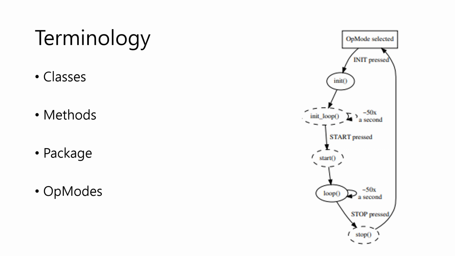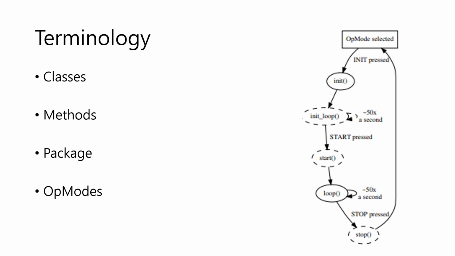When start is pressed on the DS, or the driver station, the op mode goes to the next step, which is start. After it runs start, it also runs through loop, which runs 50 times a second. When stop is pressed, it executes the stop function, and once all of this is run, it goes back to the op mode selection mode.